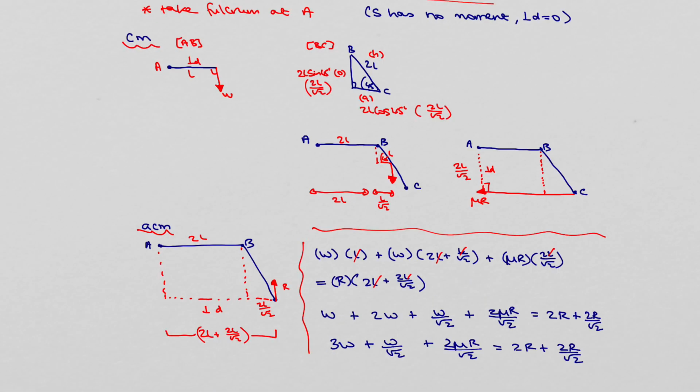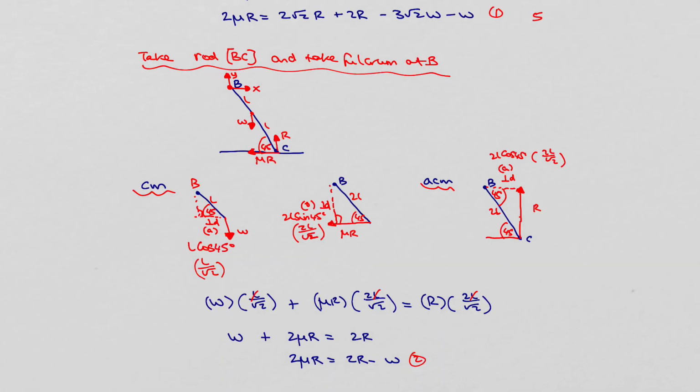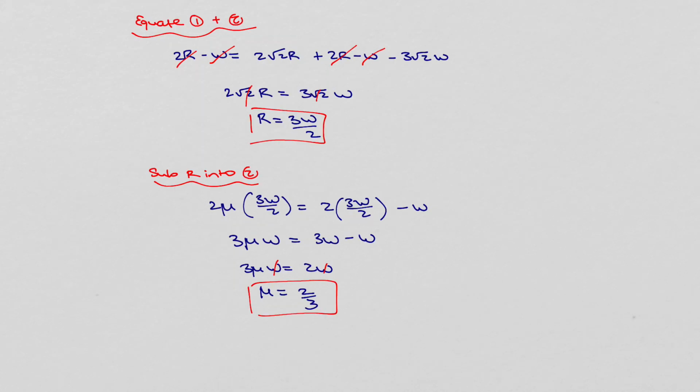So in terms of marks, well, we had 5 for setting up our clockwise equals our anticlockwise, and 5 for getting an equation out. And then we had 5 for setting up our second equation. And then we had 5 for getting R, and then 5 for getting mu. So 25 marks in total.